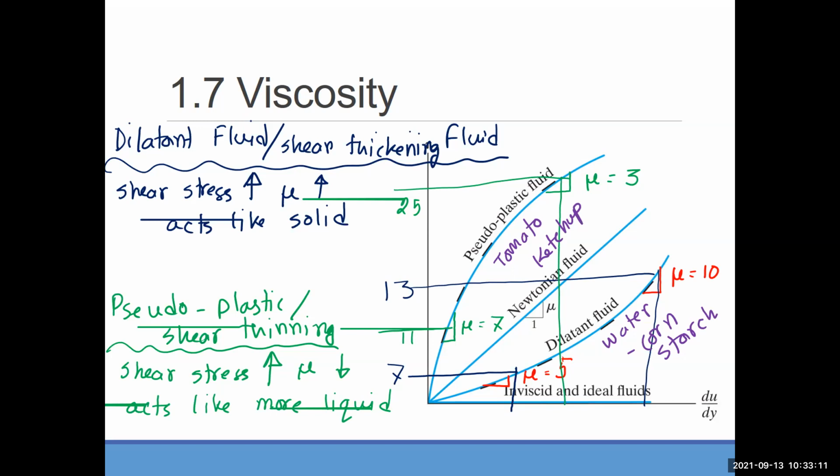Okay. Are we good up to this point? How many different types of fluids, like broad categories of fluid, can we have based on the viscosity?